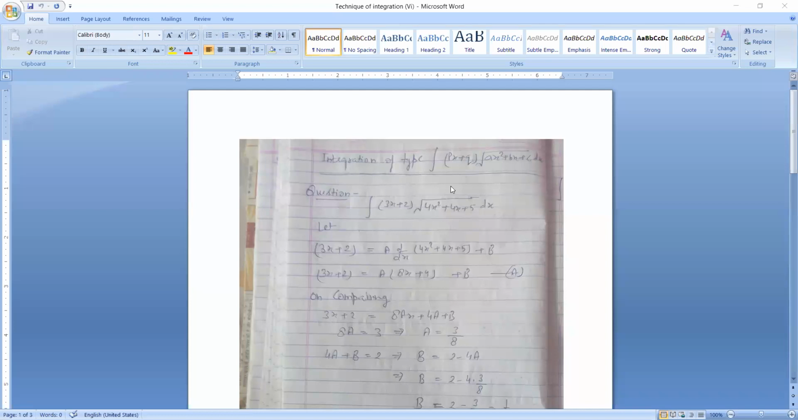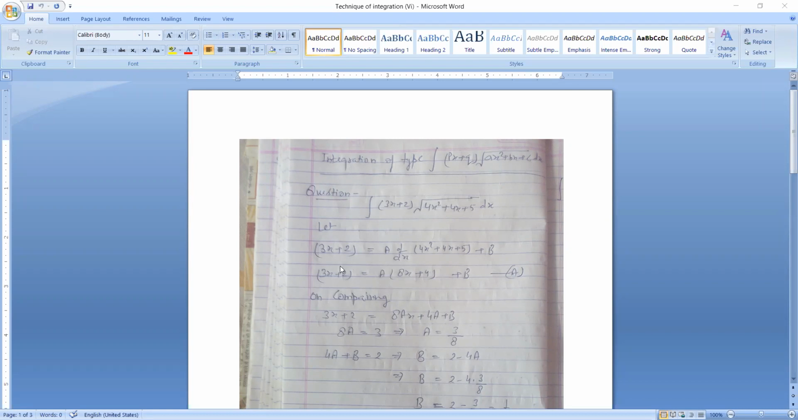Today I will discuss some techniques of integration. If the integration is of the type integral of (px + q) over (ax² + bx + c), then how can we solve it? We see the method by the question: integral of (3x + 2) over (4x² + 4x + 5) dx.